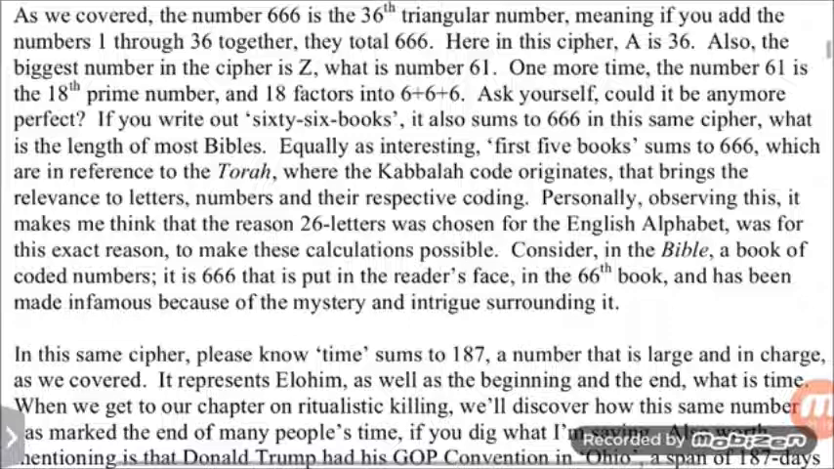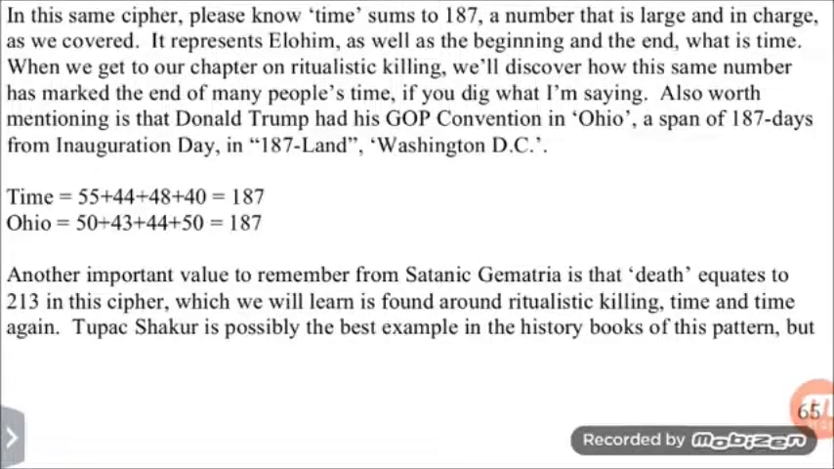Consider the Bible, a book of coded numbers. It is 666 that is put in the reader's face in the 66th book, and has been made famous because of the mystery and intrigue surrounding it. In this same cipher, please know time sums to 187, a number that is large and in charge, as we covered. It represents Elohim, as well as the beginning and the end. What is time? When we get to our chapter on ritualistic killing, we'll discover how this same number has marked the end of many people's time, if you dig what I'm saying.